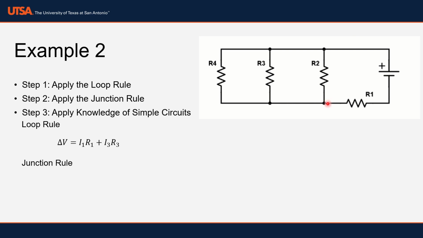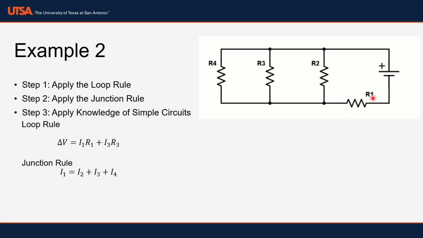So this current I1 is going to be equal to whatever's going in, right? So it's going to be equal to I2 plus I3 plus I4, right? Because the current's going to split up. Someone's going to go this way, someone's going to go over here, and someone's going to go over there. And we know that all our current is going to add up, right? So this is based off the idea of conservation of charge, right?